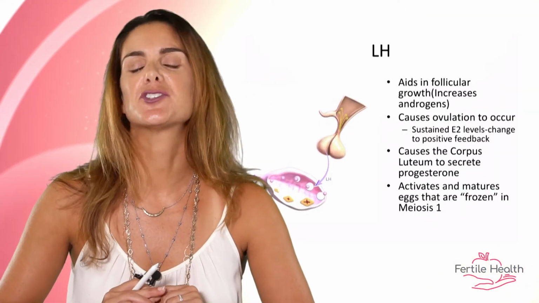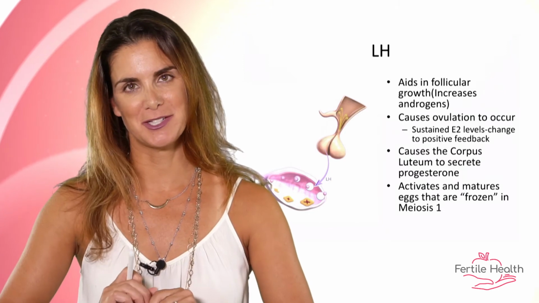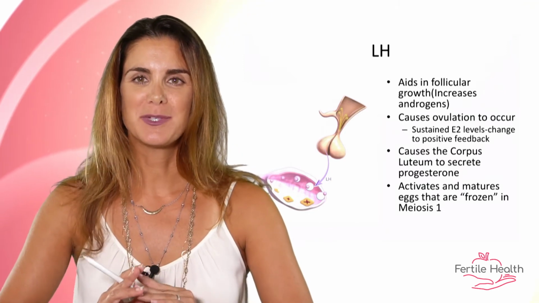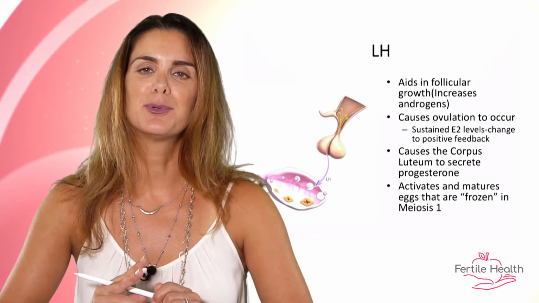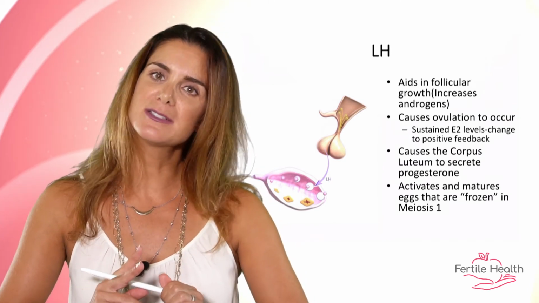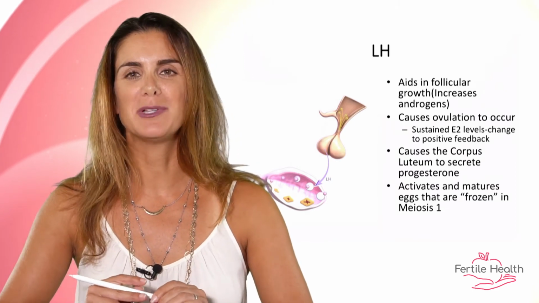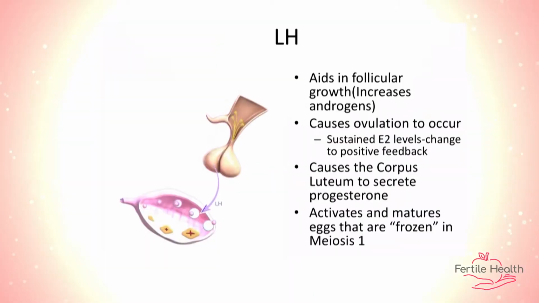LH, the other gonadotropin that's secreted by the anterior pituitary gland, also aids in follicular growth. Like I discussed before when we talked about FSH, FSH is really important for the very small follicles. LH starts to become important as the follicles start to grow or become what we call players, those follicles that are able to be fertilized. It increases androgens, and we'll discuss how that occurs when we talk about our two-cell theory. It also, as discussed, causes ovulation to occur. That's what's called an LH surge.